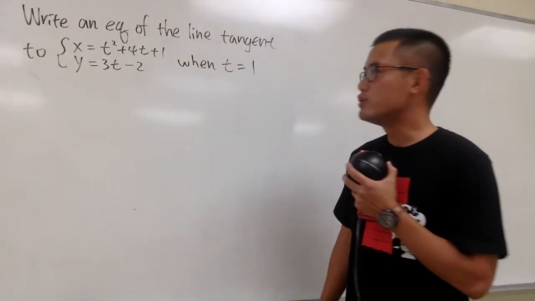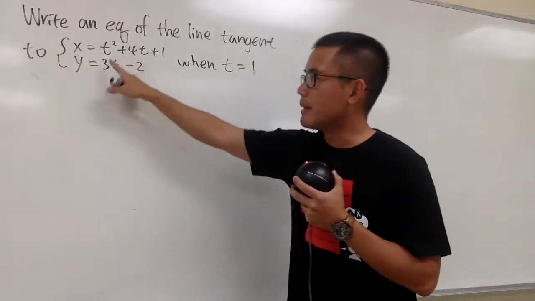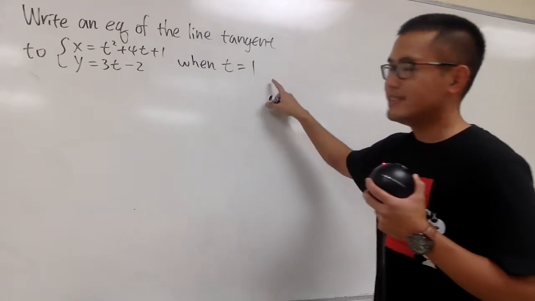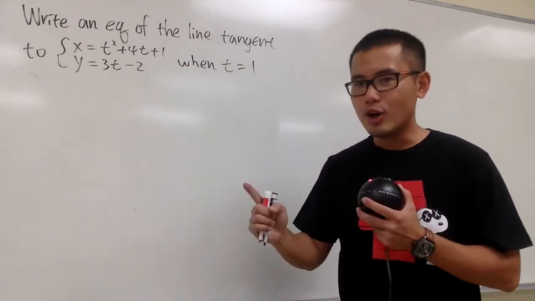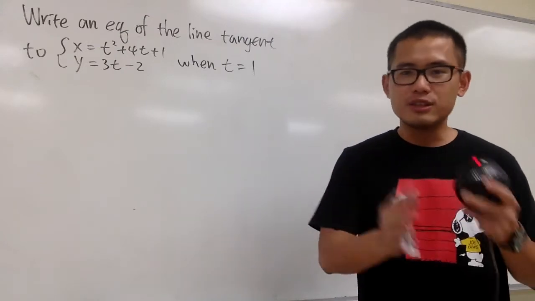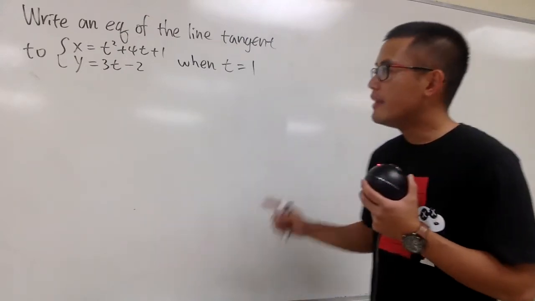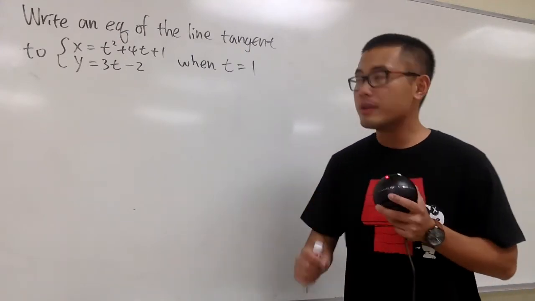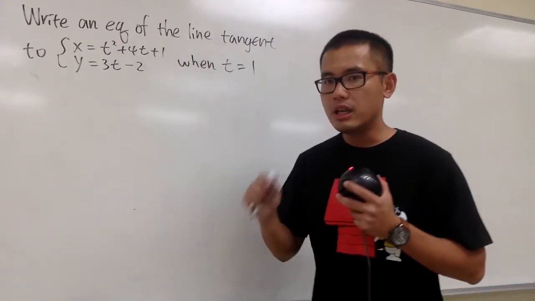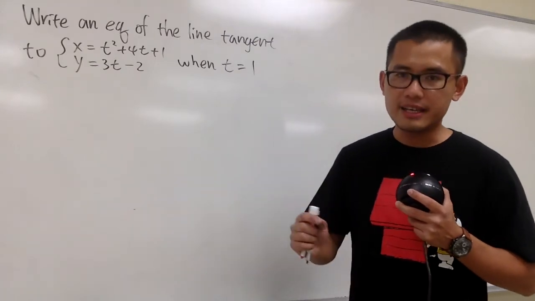Okay, we are going to write an equation of a line tangent to the curve described by this parametric equation when t is equal to 1. So remember, we have to have the slope first, right? Slope, point, and then the point-slope form for the equation of a line. And then the slope in our situation will be the derivative. And remember, the derivative in our situation is going to be dy/dx, all right?